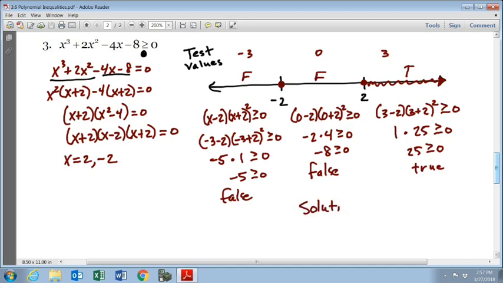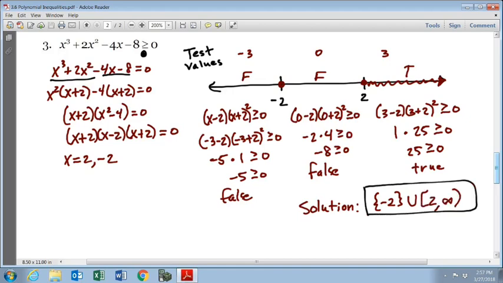So the way we're going to write that is negative 2, and we're going to use braces around that. Anytime you have a finite, countable number of numbers, in this case there's just one number, we use braces. And then we'll union that with 2 to infinity. Notice with interval notation, we use that when we have an infinite set of numbers. So that's why we have an interval there.